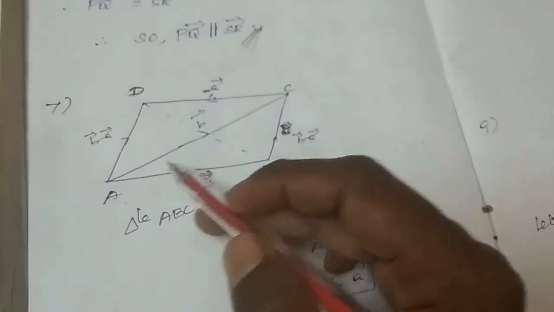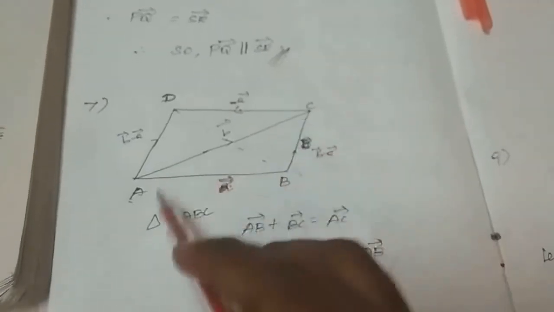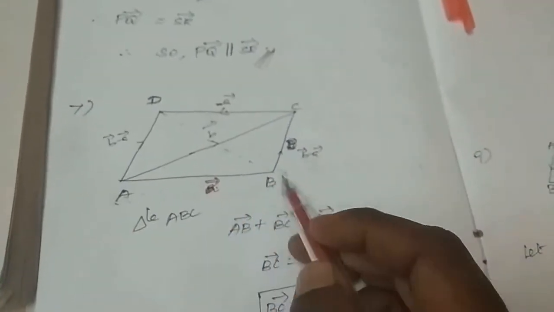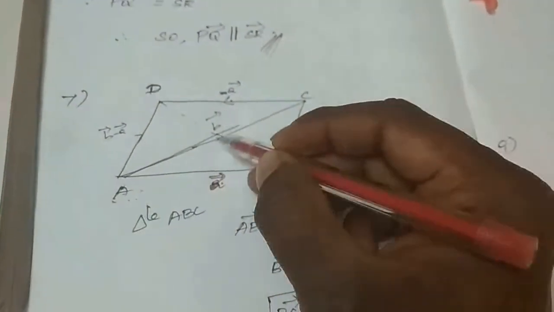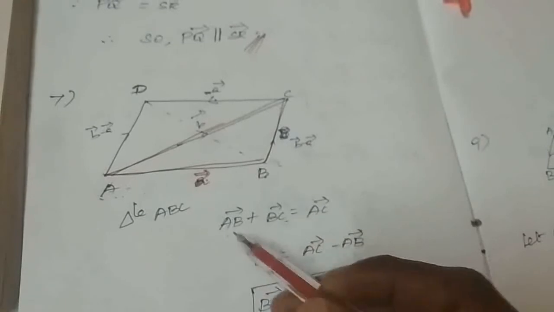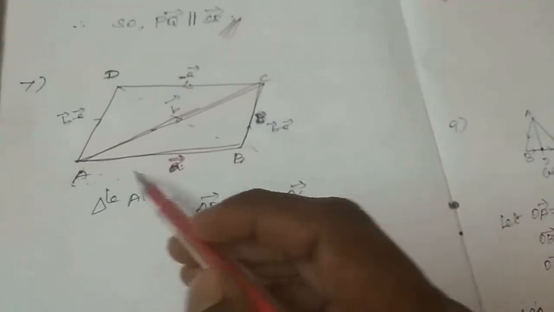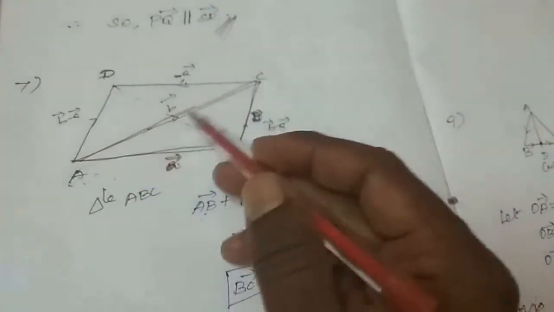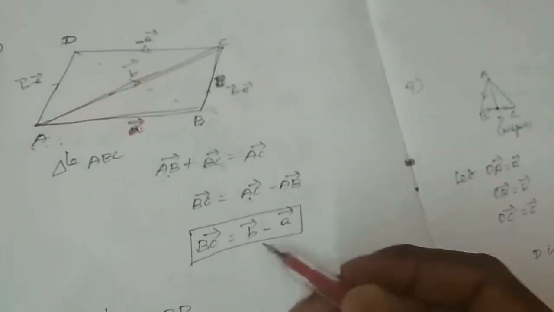Now the diagonal is B vector. In triangle ABC, AB vector plus BC vector equals AC vector. Now BC vector equals AC vector plus AB in the opposite direction, minus AB. The coordinates of AC are B vector, and AB is A vector. So BC vector equals B vector minus A vector.